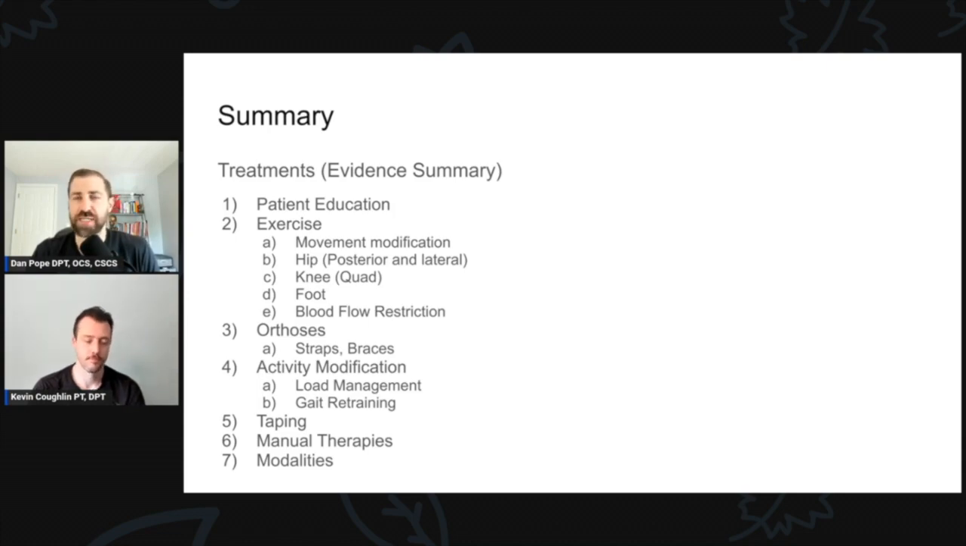We'll also talk about gait retraining, which is pretty good. We discussed this in the last episode, but patellofemoral pain, also known as runner's knee. Can we modify the way we run to reduce pain and improve our outcomes? We'll talk about that. Taping. Taping's been around for a long time. McConnell taping. Should you do that? Talk about manual therapies. Is that something that's beneficial for patellofemoral pain? And lastly, we'll talk about modalities.